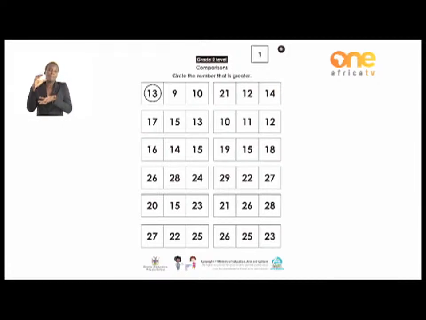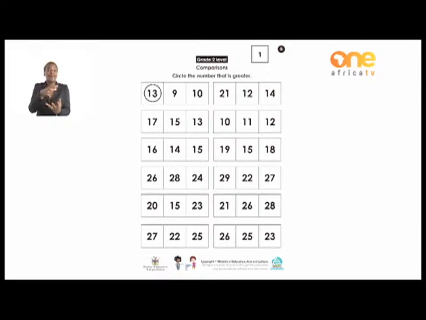Let's quickly look at the other one. 17, 15, 13. We can see all the digits standing in the first places are all ones. Then we'll move on to the next digits, which represent the units. In the first box we have the 7, the second box has the 5, and the third box has the 3. So the one with the 7 is the biggest one.